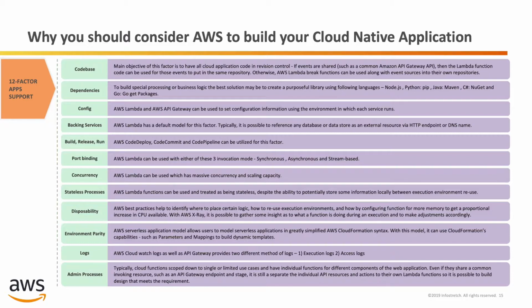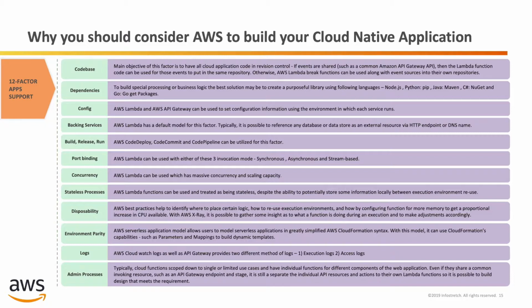For disposability, shutdown doesn't apply to Lambda because Lambda is intrinsically event-driven, so invocations are tied directly to incoming events or triggers. For dev-prod parity, products within the AWS serverless platform do not charge for idle time, which greatly reduces the cost of running multiple environments.